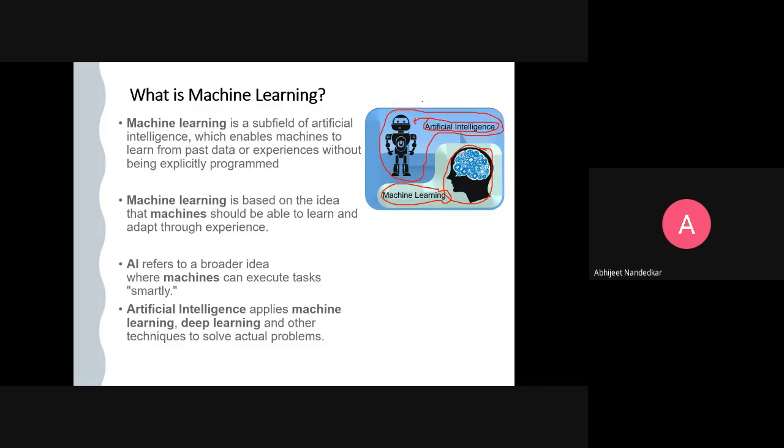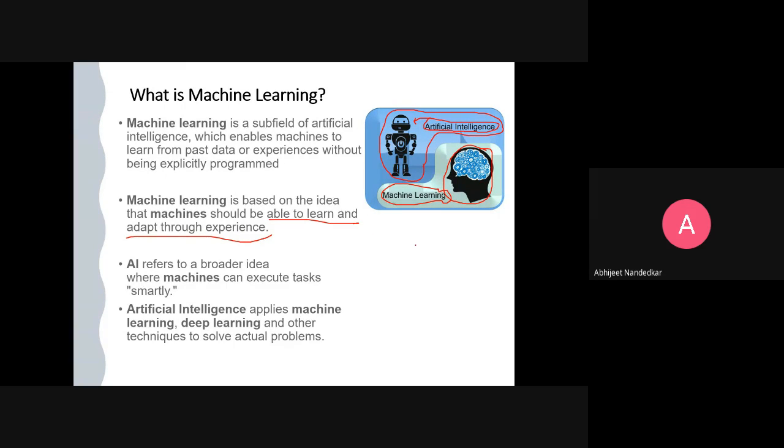As I said, this is the key thing. You must be able to learn and adapt through experience. But AI refers to a broader idea where machines can execute tasks smartly. Smart machines, you can say. Artificial intelligence applies machine learning, deep learning, and other techniques to solve actual problems. So they are all interrelated.